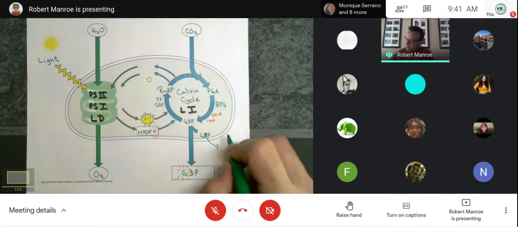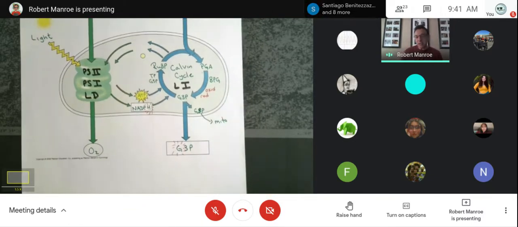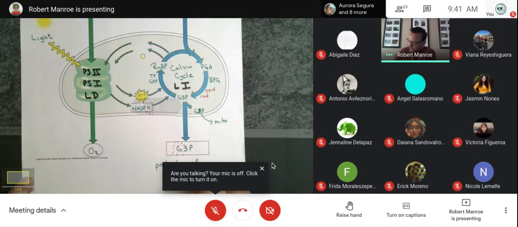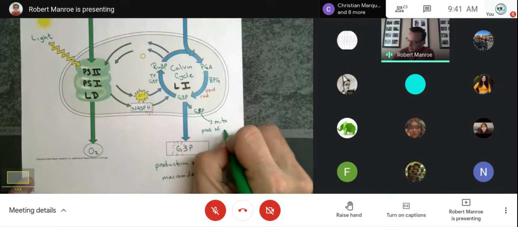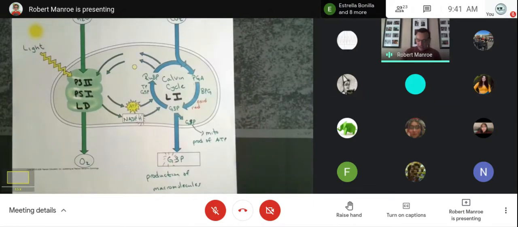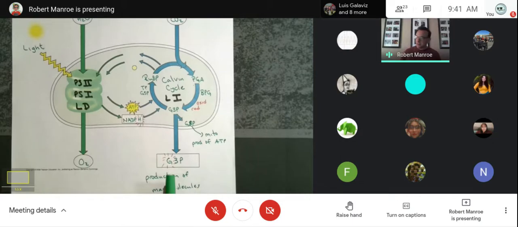G3P can also go to the mitochondrion for the production of ATP. So G3P sometimes is used for the production of macromolecules, or the G3P goes to the mitochondrion for the production of ATP by cellular respiration. So it depends on what the plant needs. If the plant needs energy, then the high energy electrons through cellular respiration are used to make ATP, or if it needs to make macromolecules, that happens as well.